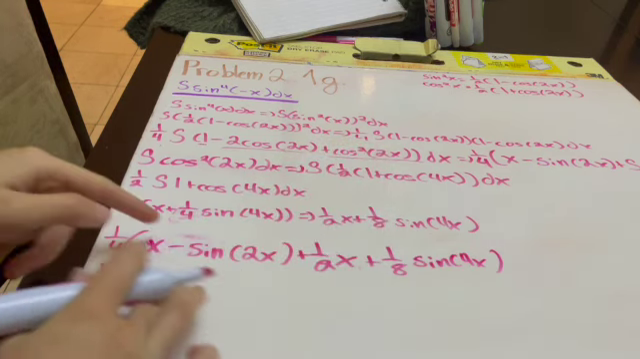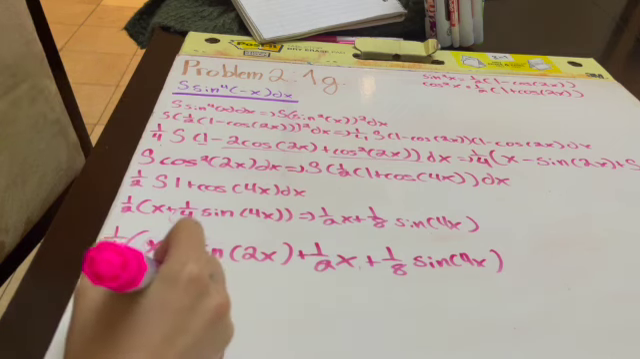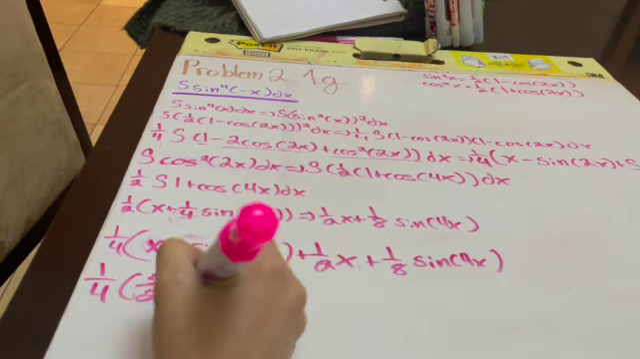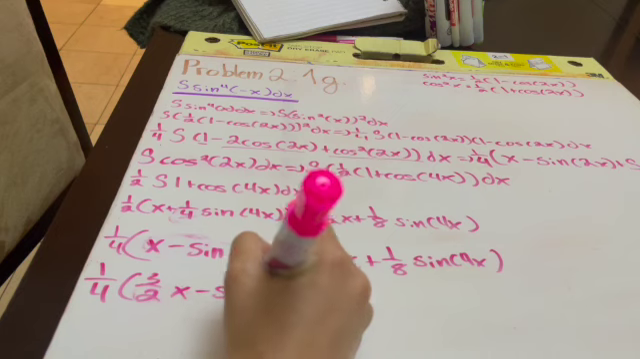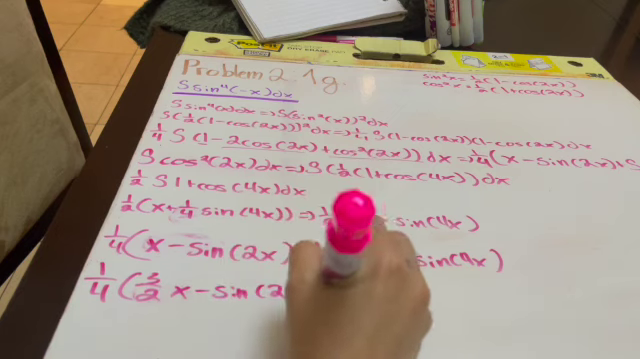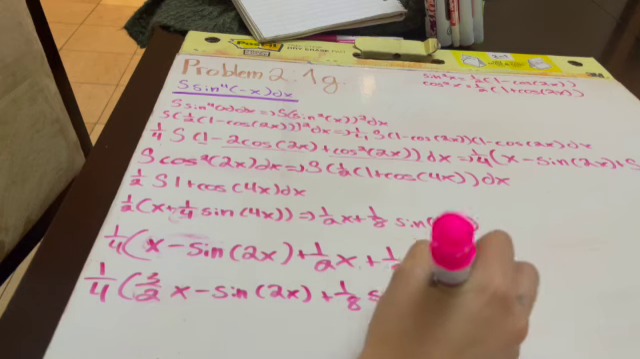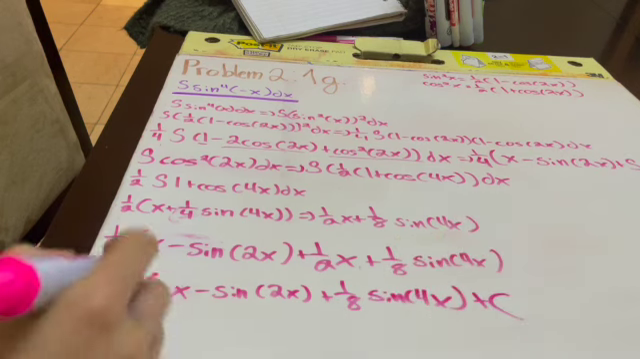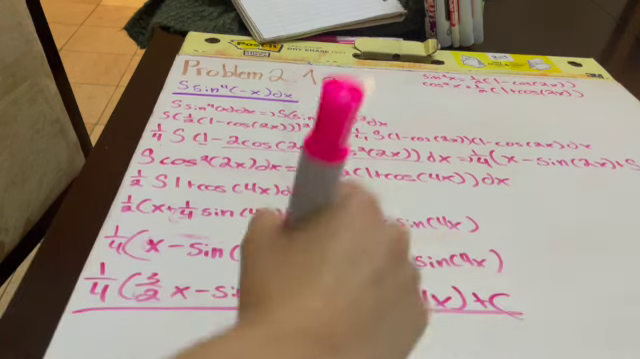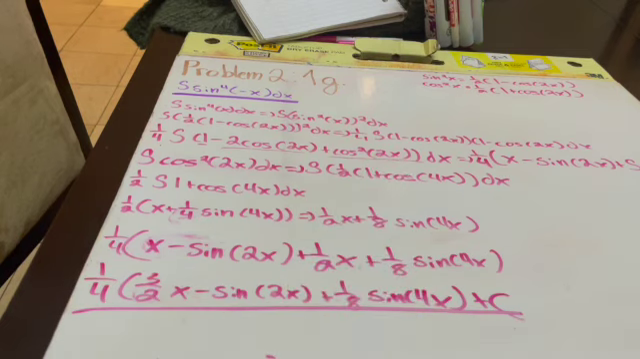So that's going to be 2 over 2 plus the 1/2, that's going to be 3 over 2. 3 over 2 x minus sine 2 of x plus 1/8 sine 4 of x. And we can't forget the plus C. And that is it.